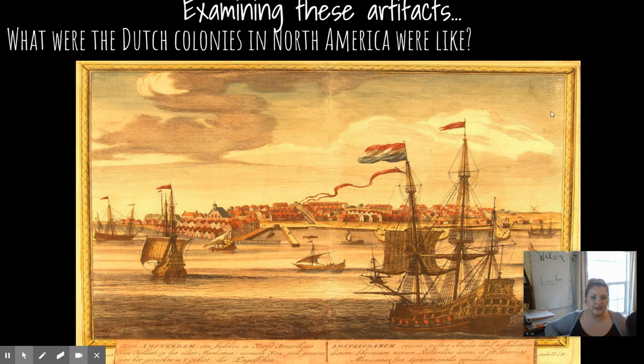Okay, so examining these artifacts, the Dutch, we won't have talked about them at all at this point, but the Dutch are unique in world history, in that they're about the money. They don't care what religion you are. They don't care what your belief system is. If your money is green, we like you. So, looking at this artifact, what were the Dutch colonies in North America like?